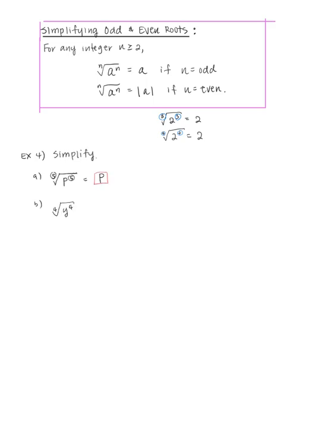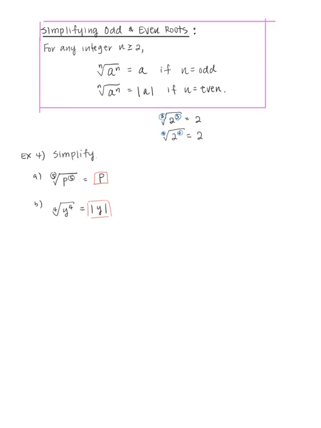Now let's look at b, fourth root of y to the fourth. So in this case, remember, you don't know the value of y, so y can be positive or negative here. So in this case, what we need to do is put an absolute value bar around the y. And then again, the fourth root and power of 4, you can think of it as they're going to cancel each other out. So our answer is going to be absolute value of y.